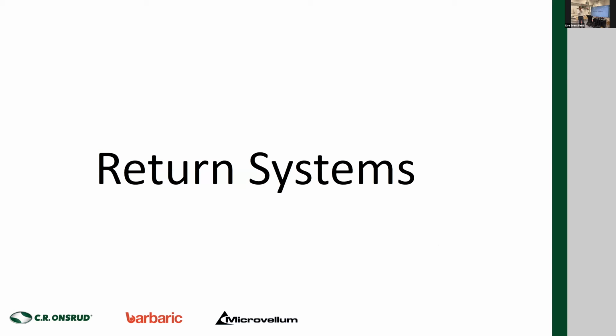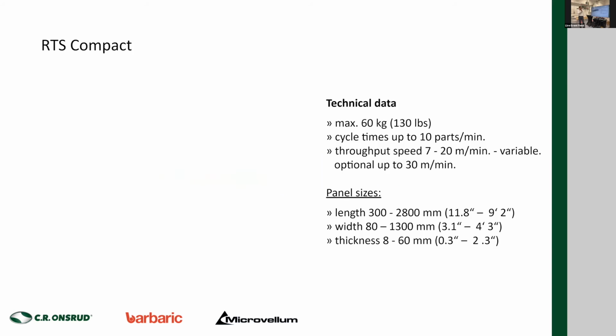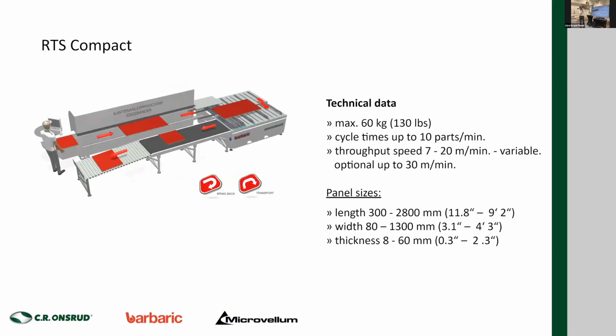And we also offer return systems. Again, here the great advantage is on a conventional edge banding machine, you have to have at least 2, if not 3 people to operate that machine for returning parts. And so here that's automated, and you can reduce the staff to one operator operating an edge bander. Here you can see the compact, which utilizes a cross conveyor to return parts.